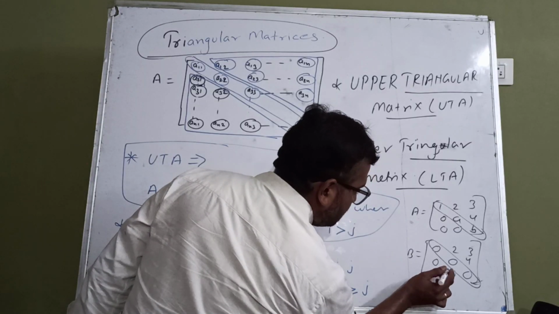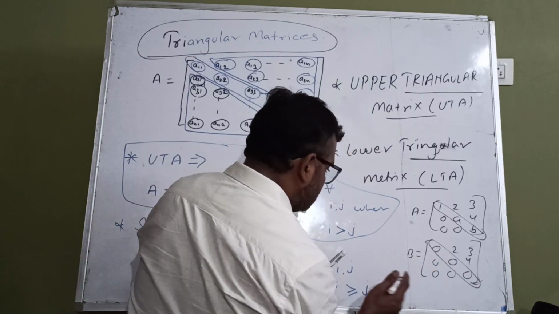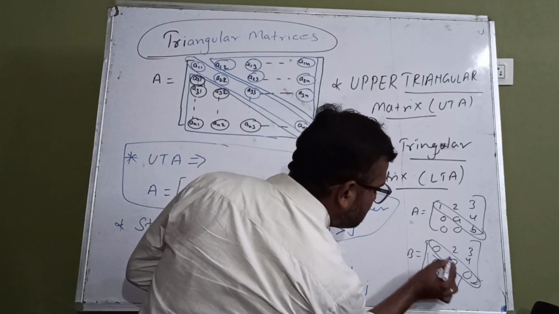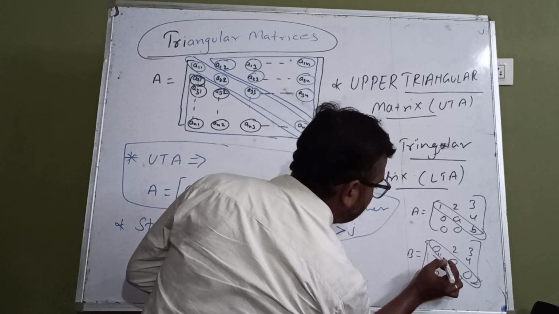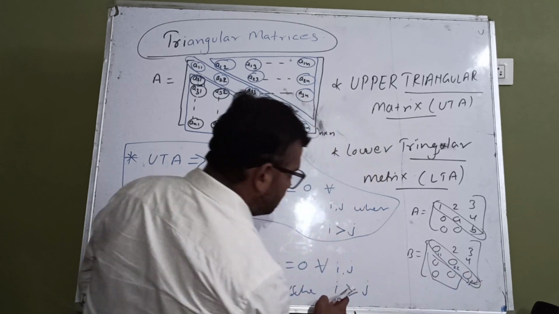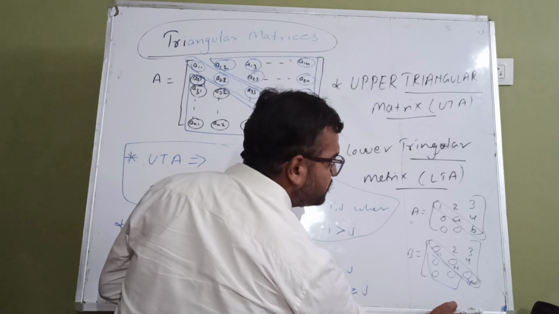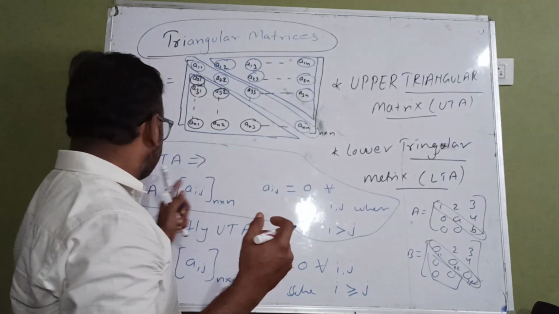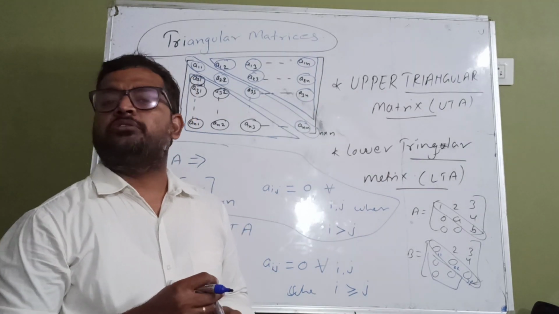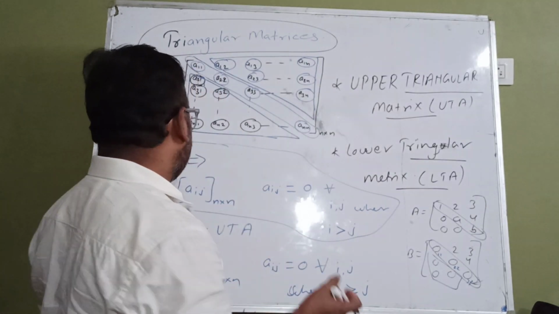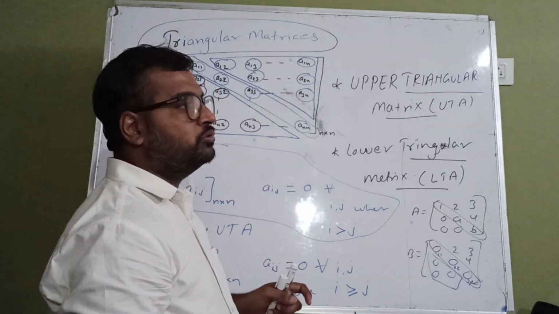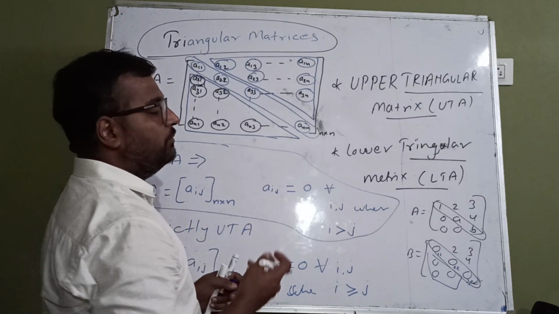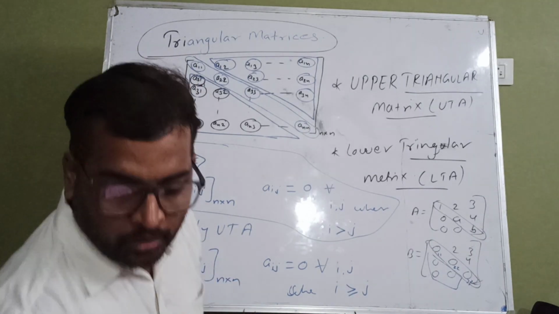See the position of these three elements. For all these three elements, we can say i is greater than j. Now for all these three diagonal elements, the positions 1 1, 2 2, 3 3, i can also be equal to j here. So this is the condition for the upper triangular matrix. And for the strictly upper triangular matrix, we include the diagonal elements also. If you are including the diagonal elements, these are said to be the strictly upper triangular matrix. Okay.